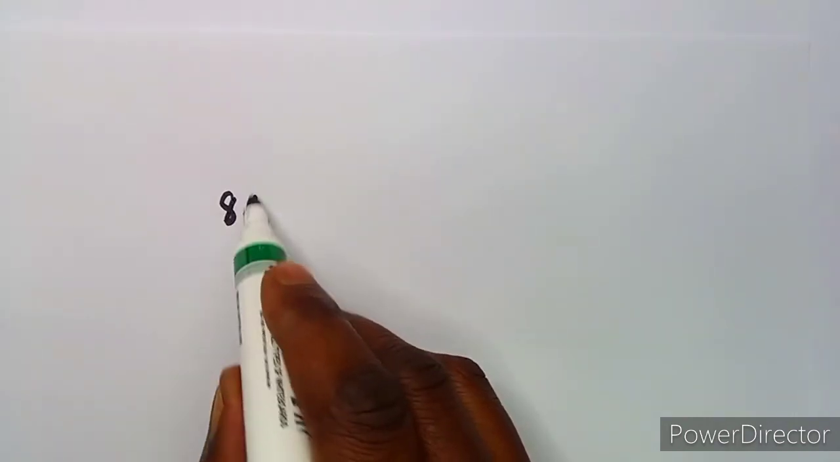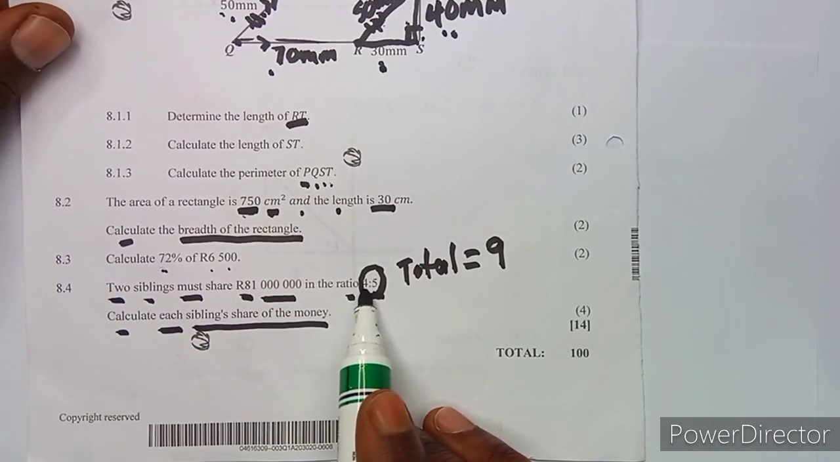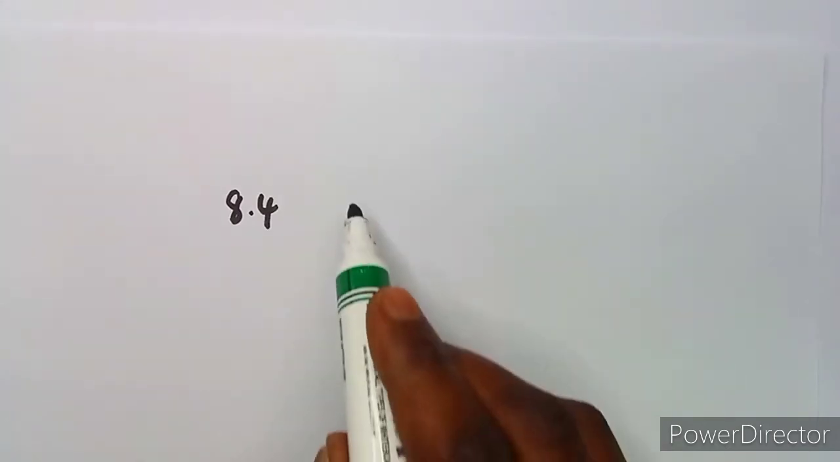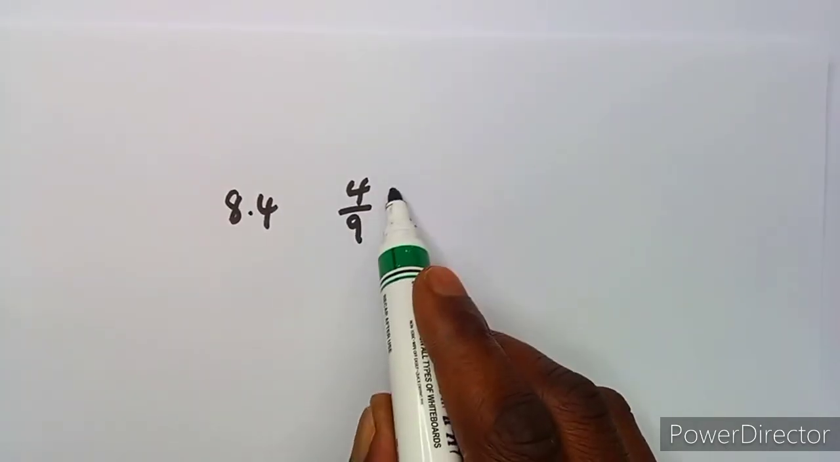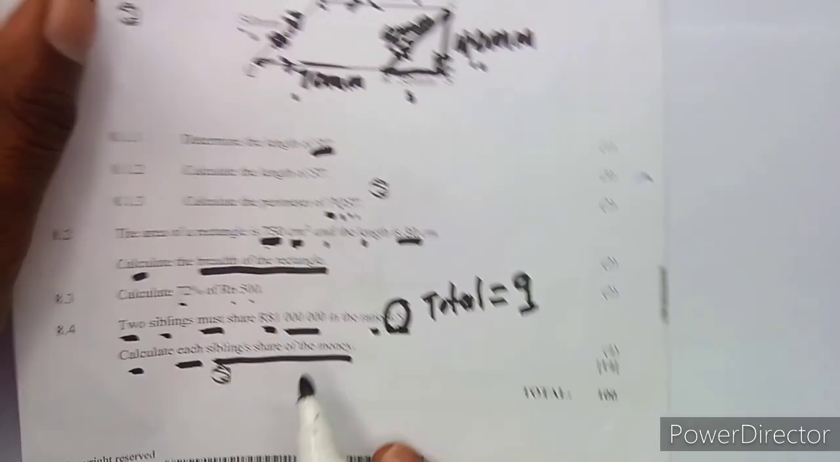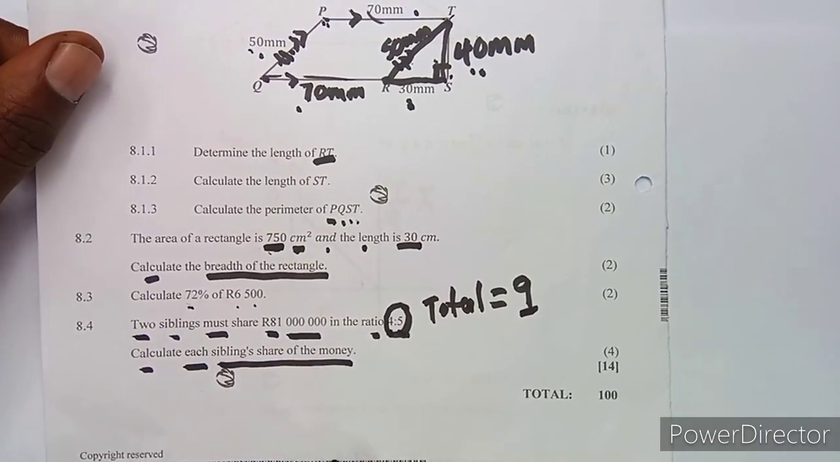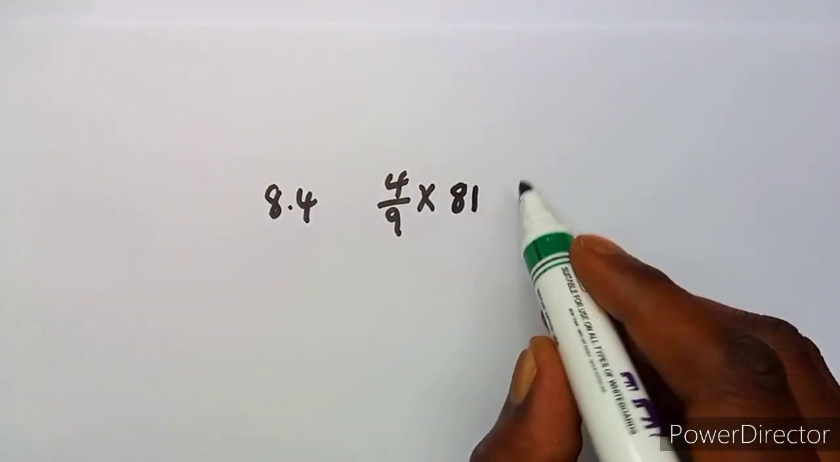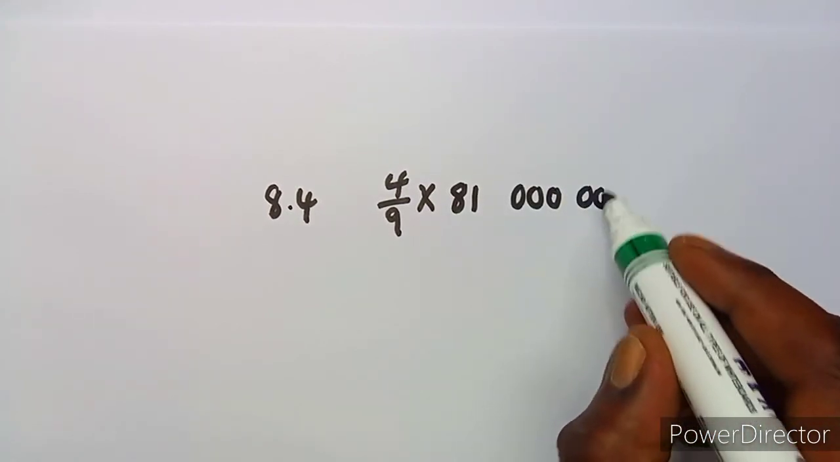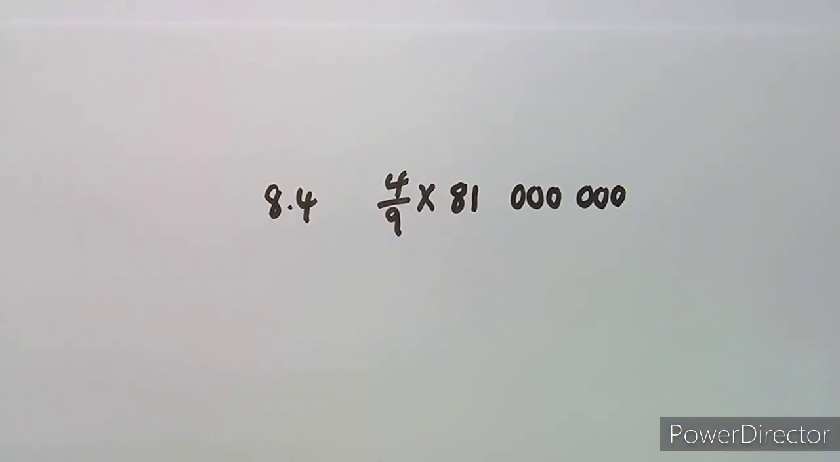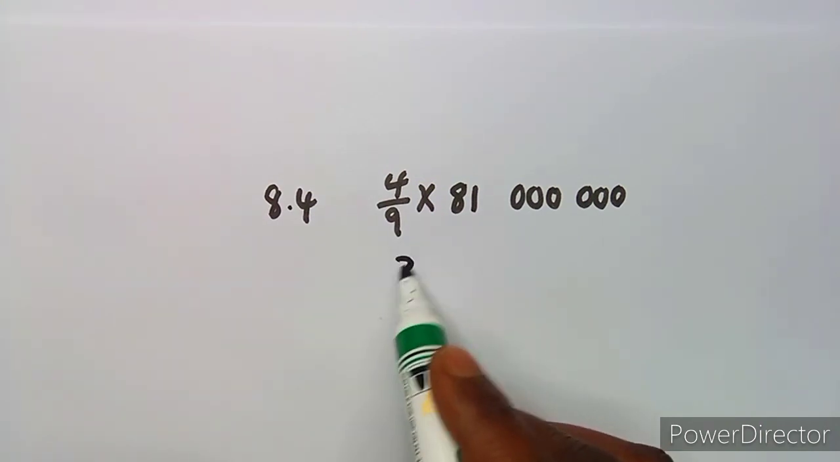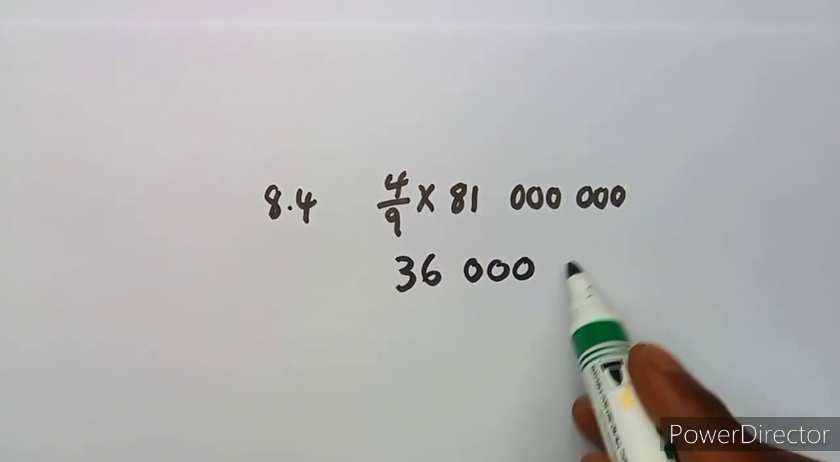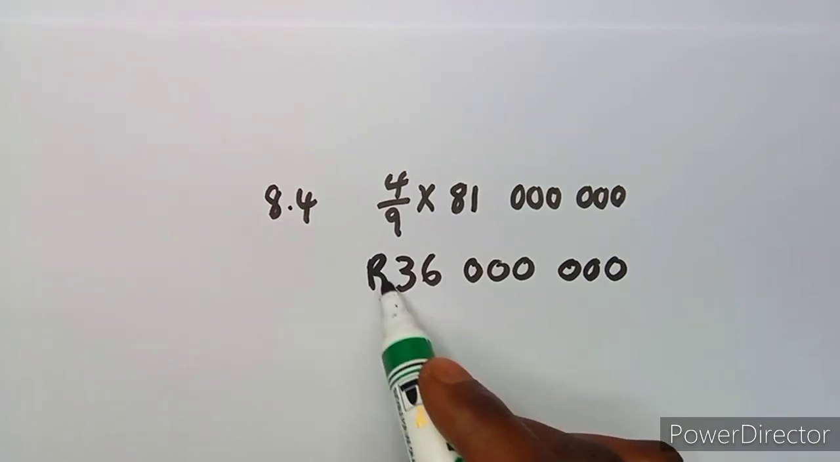So the first one is going to have a ratio of 4 out of the total, which is 9. So it's 4 out of 9 times the amount that they are sharing, 81 million. So it's simply 4 over 9 times 81, which is 36 million. So this one is going to obtain 36 million rand.